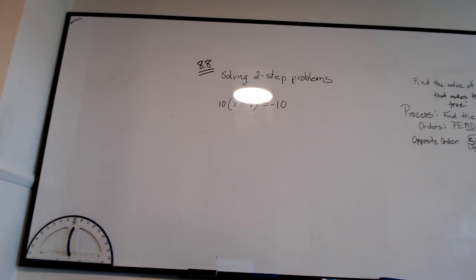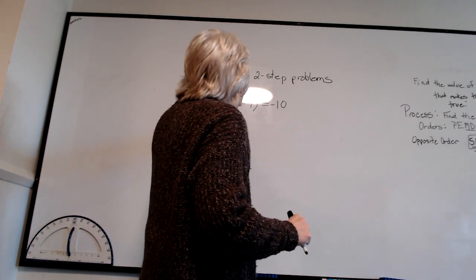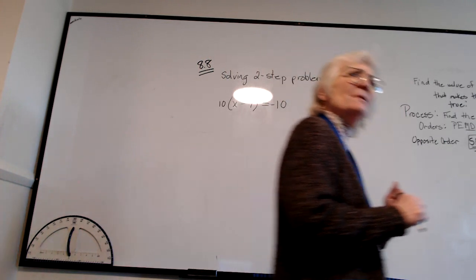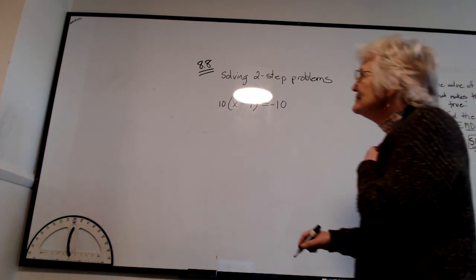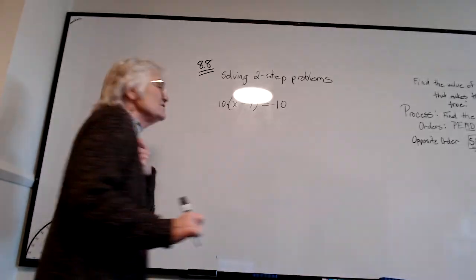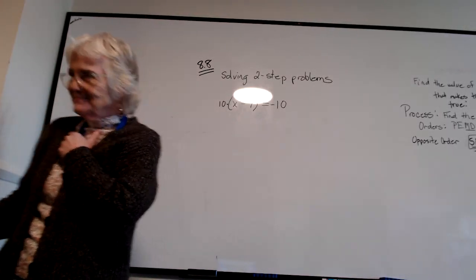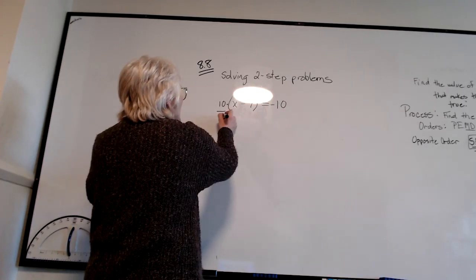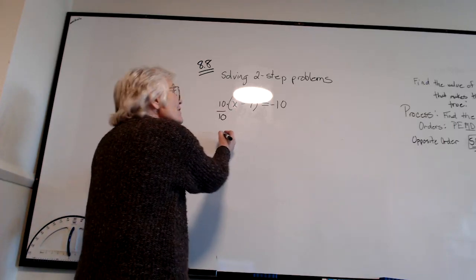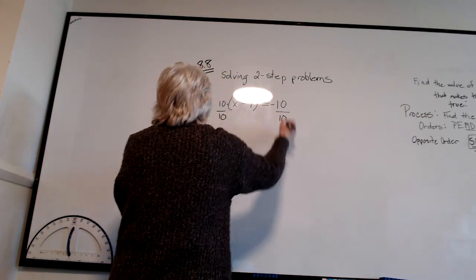So, what is the number I need to get rid of first? Positive 10. What is the sign in between this 10 and this parenthesis? What am I doing there? Multiplication. So what am I going to do to solve this? If this is multiplied by 10, what am I going to do to get rid of that? Divide by 10. So we're going to divide this by 10 because that makes 1 there. Divide this by 10, it just happens to make that.